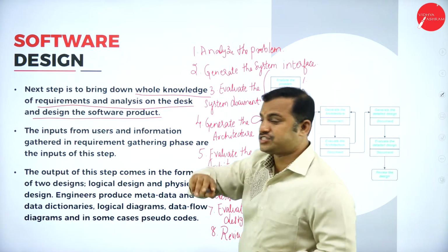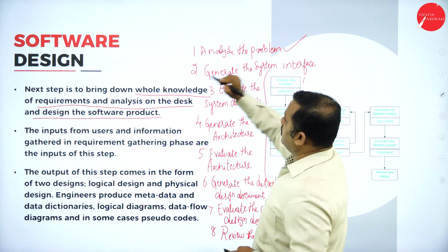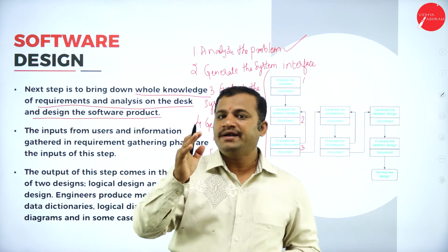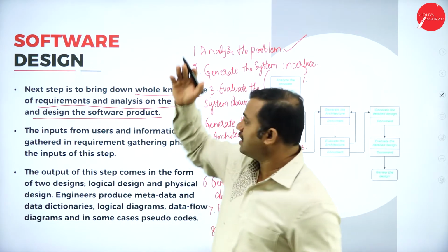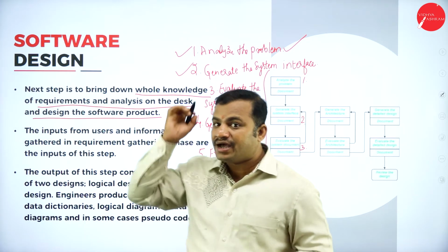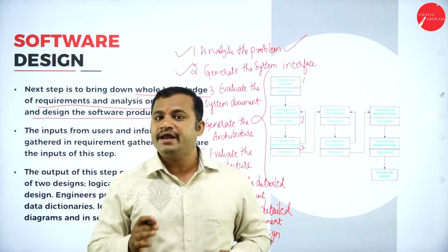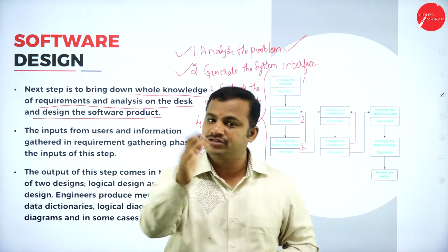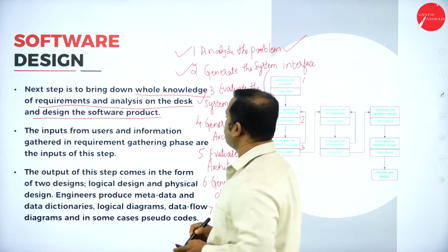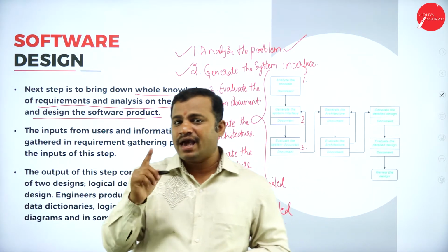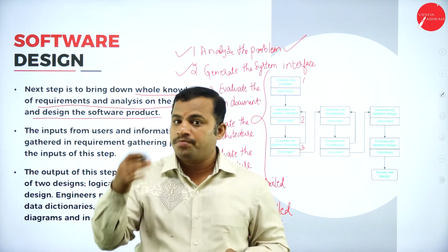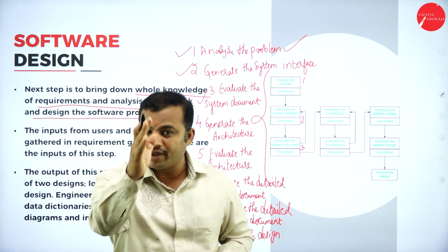Among all these, the first one is analyze the problem. In this case, the software design is going to meet the requirements of a client, which are analyzed in the first phase. The second phase, what has to be the user interface that has to be created for the users to interact with the system. All those things are reported here. Then evaluation of the document, whether the documentation carried out by the interviewer with the client is properly documented or not, is going to be verified.